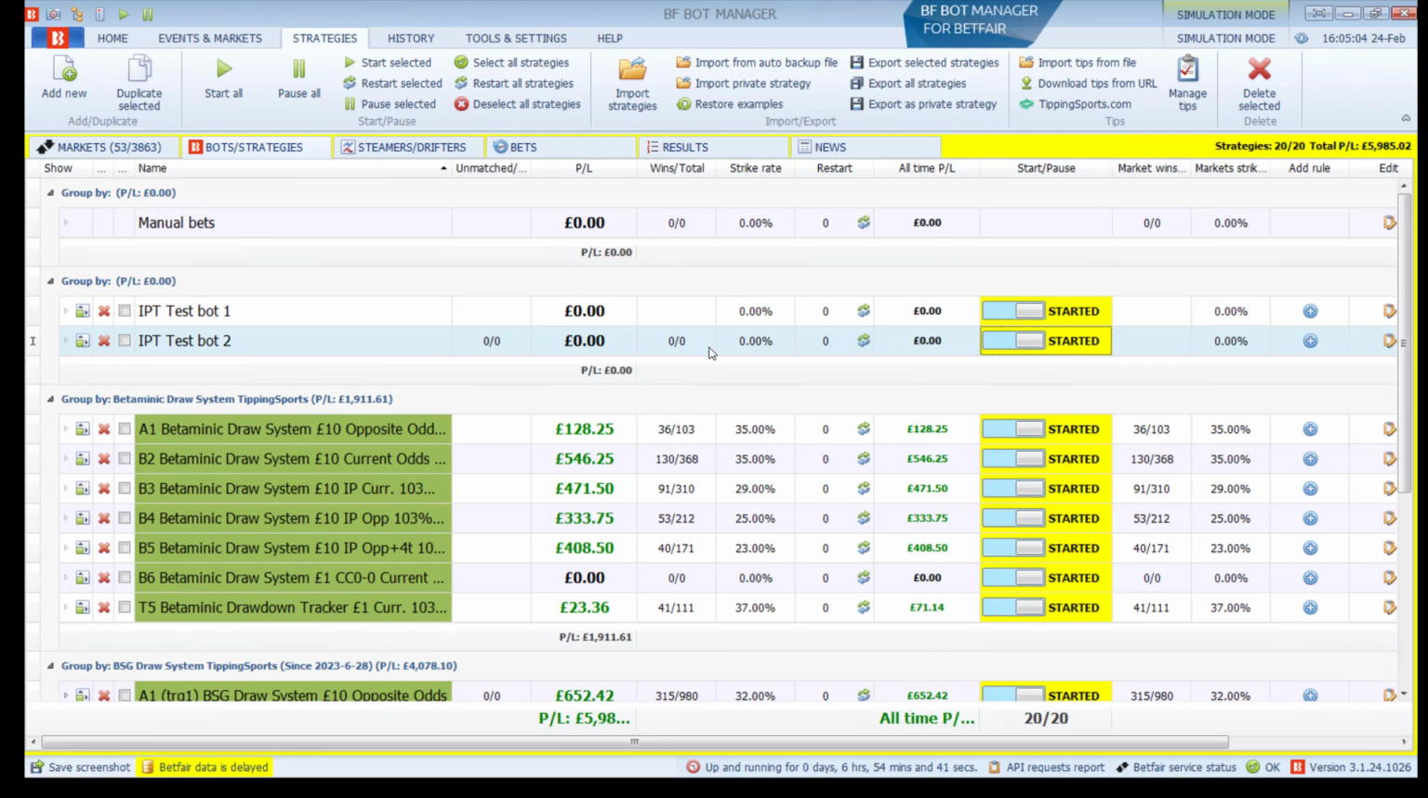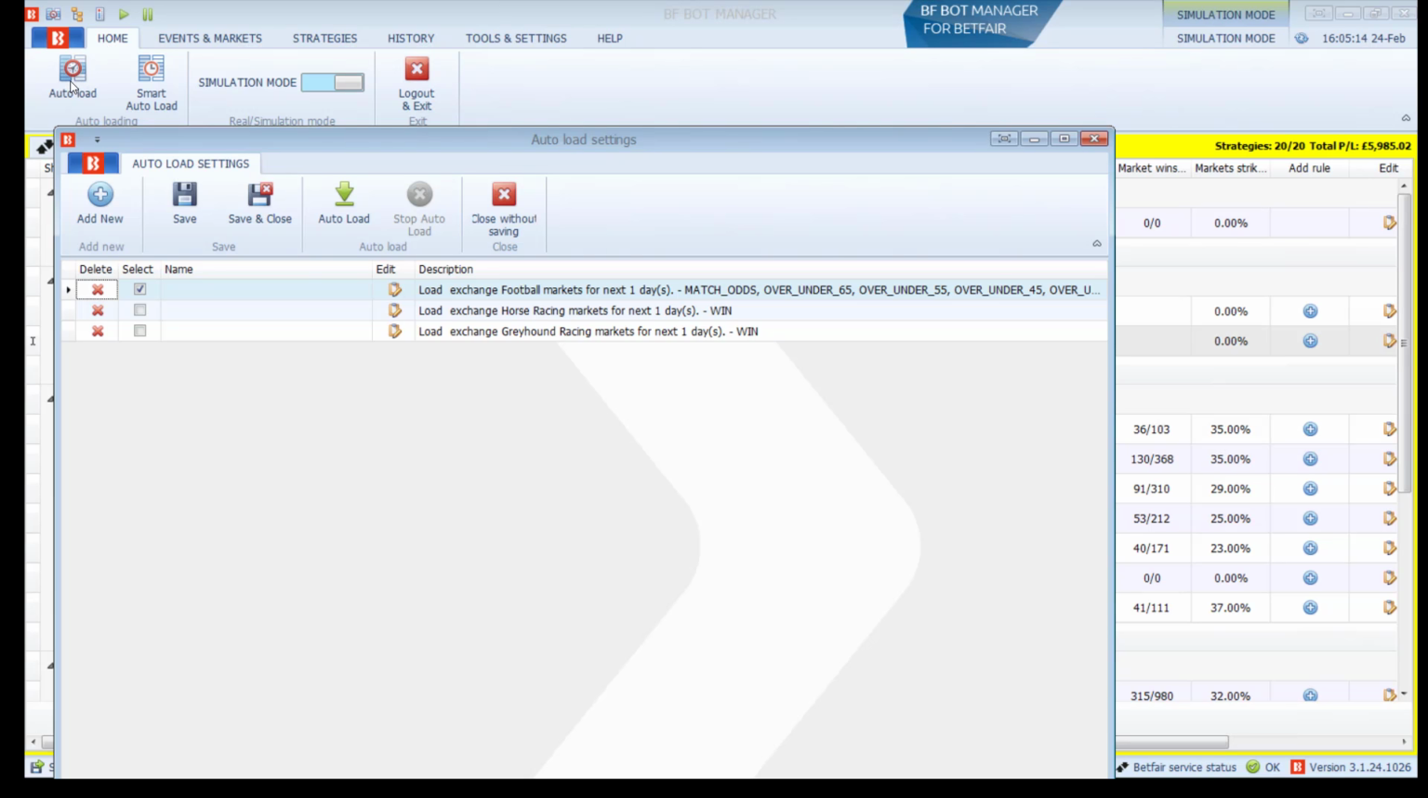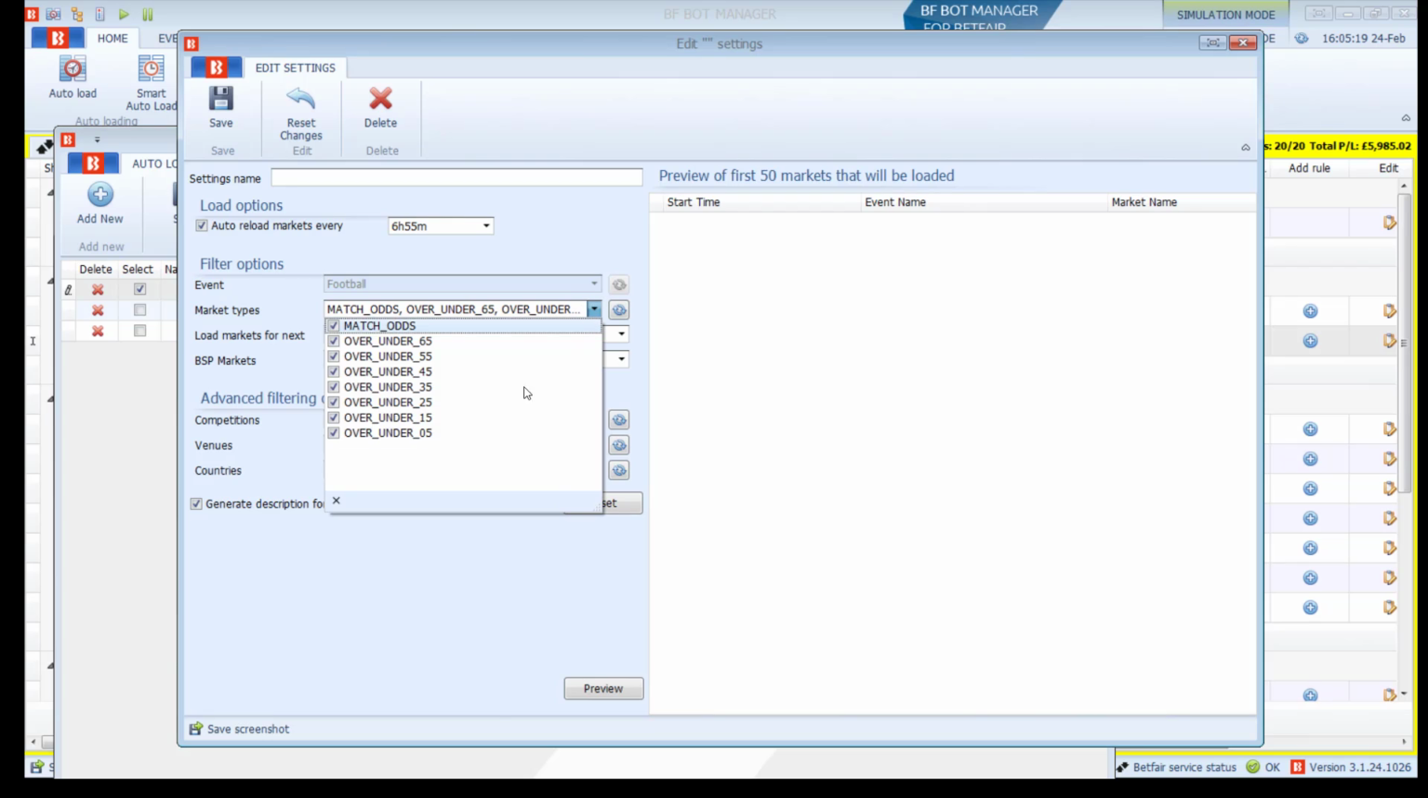If you're not familiar with BFBot Manager, you do also need to set up market auto loading. Market auto loading is with the auto load feature, and then you need to make sure that you have the over and under markets being loaded for the markets you want it to be able to bet on. So I've set my maximum at over under 6.5 goals, and I'm not going to bet on markets above that.